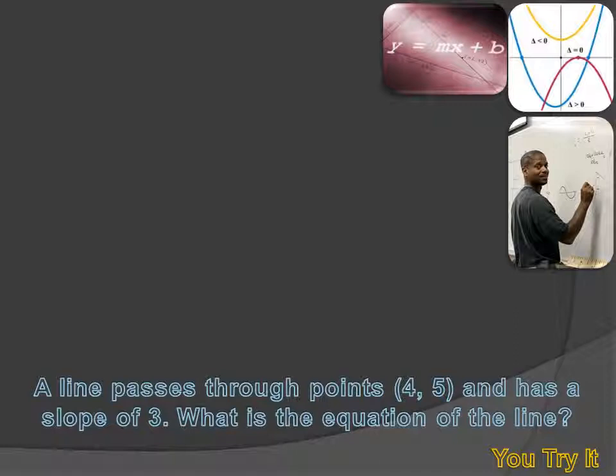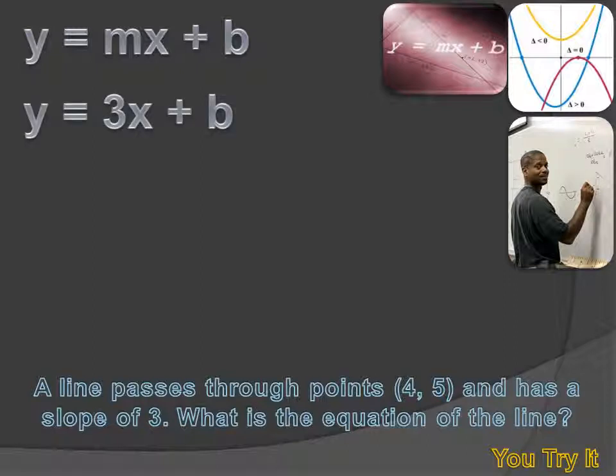Well, this time they've given us a point and the slope of the line and asked us to determine the equation. And we're going to use the y equals mx plus b generic form, and the first thing we want to do is replace that m with the slope that we're given, or 3. So we now know that y equals 3 times x plus b. We also know that the point (4, 5) satisfies this equation, so we're going to substitute 5 for y and 4 for x, and the equation reads 5 equals 3 times 4 plus b.